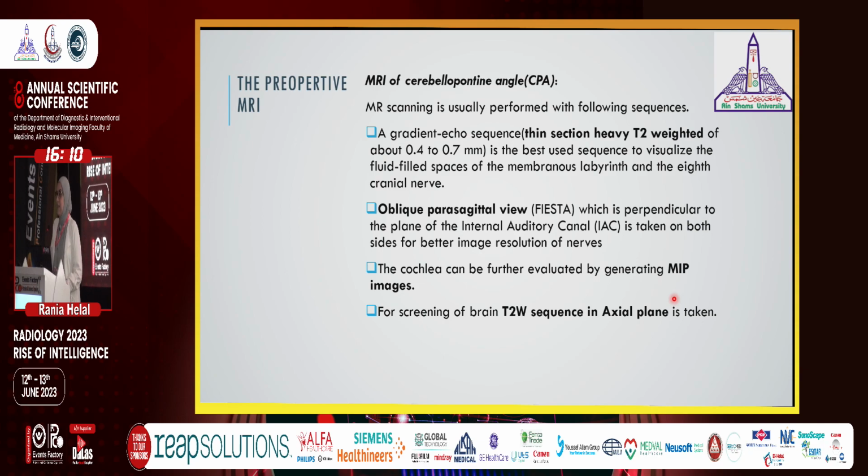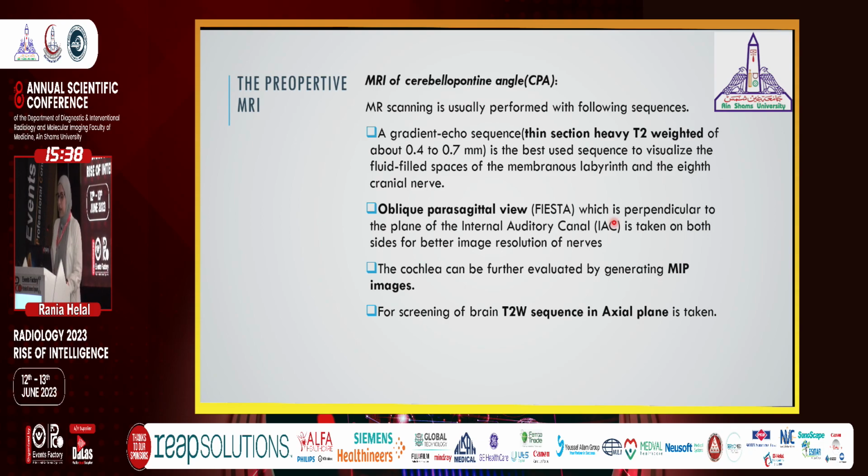The MRI is a complementary tool for the CT. Both are useful. We need both together with each other. In the MRI, the most important sequence is the thin section heavy T2 weighted image, which is very thin, 0.4 to 0.7 millimeters. This is the best sequence to visualize the fluid-filled spaces of the membranous labyrinth and the 8th cranial nerve. Also, what is very important is the oblique parasagittal view, which is perpendicular to the nerves in the internal auditory canal. We'll discuss it later in this section of the lecture.